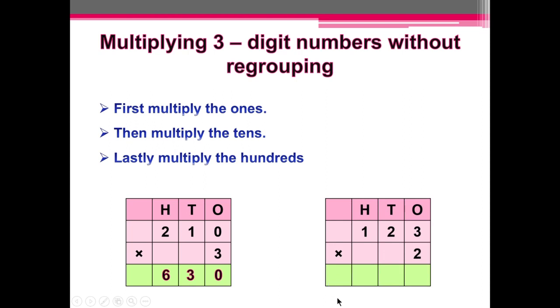Now this one you have to tell me. 123 multiplied by 2. Firstly, 3 multiplied by 2 is equal to 6. Then 2 multiplied by 2 is equal to 4. Lastly, 1 multiplied by 2 is equal to 2. Very good. So, 123 multiplied by 2 is equal to 246.